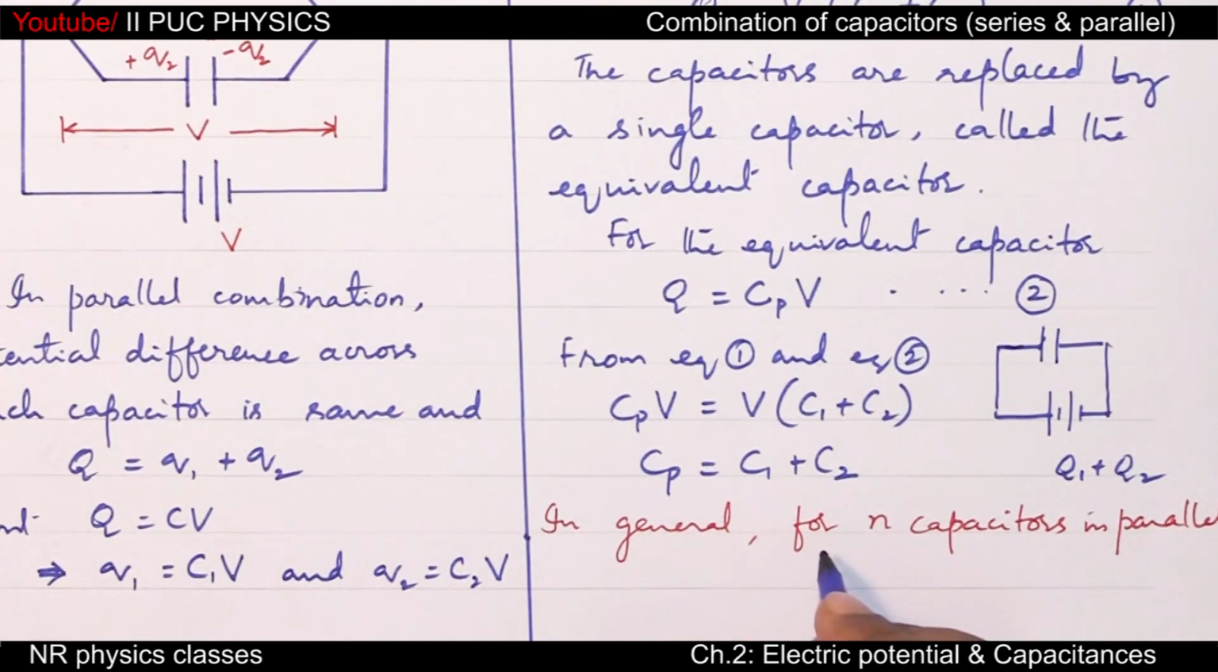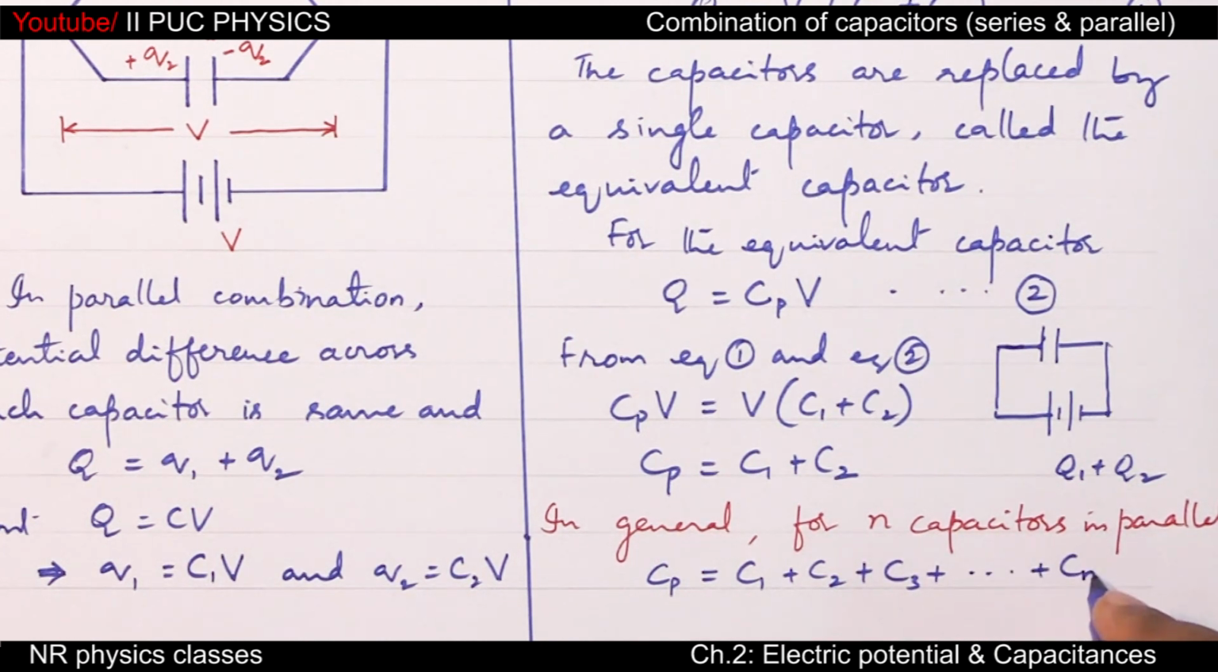In general, for n capacitors in parallel, CP equal to C1 plus C2 plus C3 plus Cn.